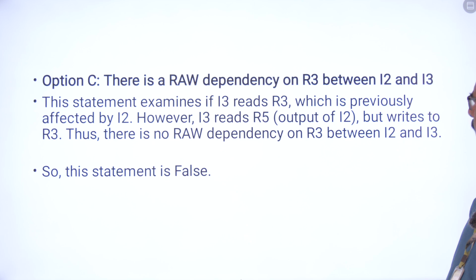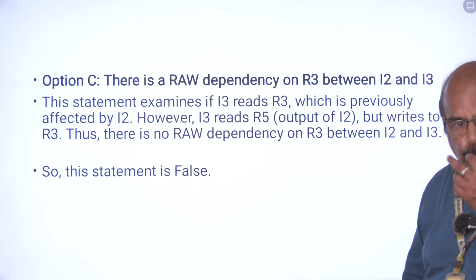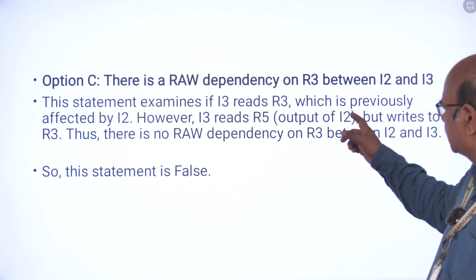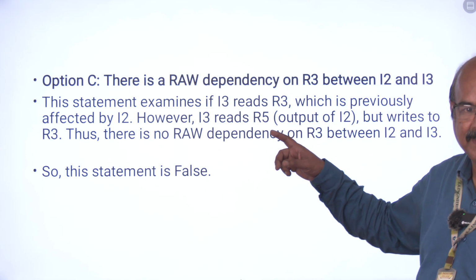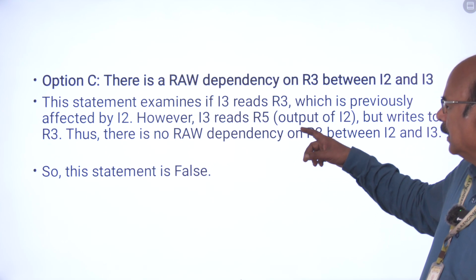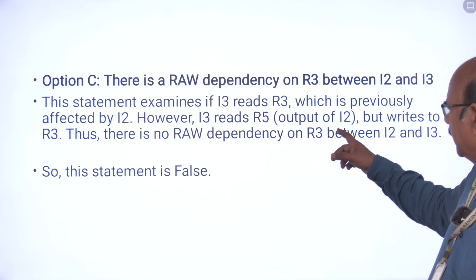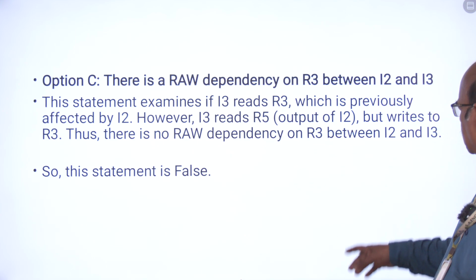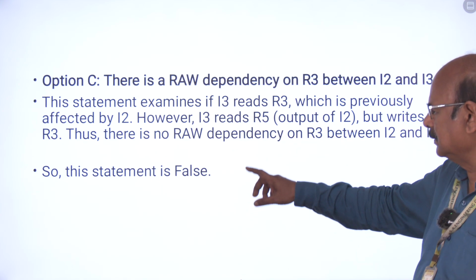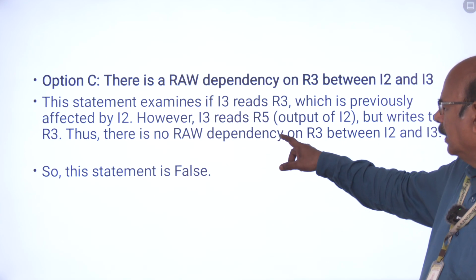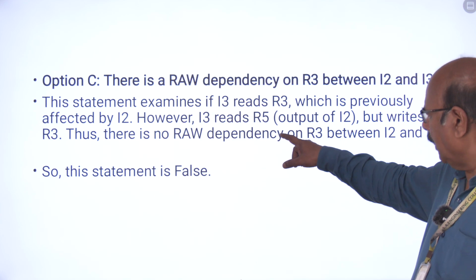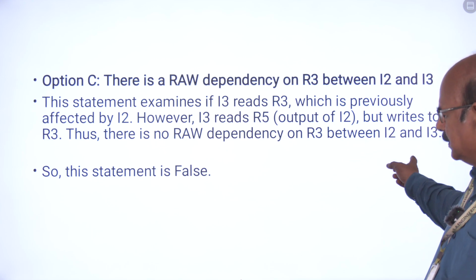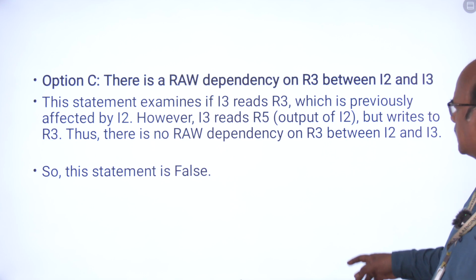Option C, there is a RAW dependency on R3 between instruction 2 and 3. This statement examines if instruction 3 reads R3 which is previously affected by instruction 2. However, instruction 3 reads R5 which is the output of instruction 2, but writes to R3. Thus there is no RAW dependency on R3 between instruction 2 and instruction 3. So this statement becomes false.